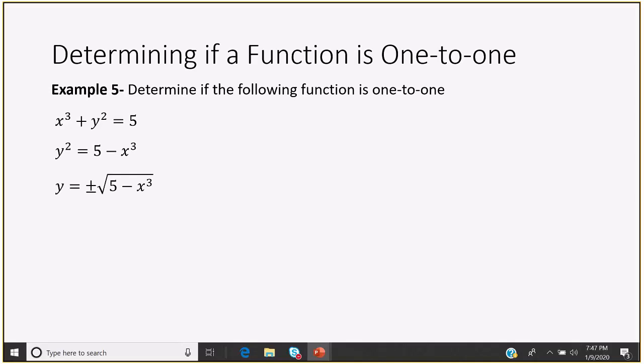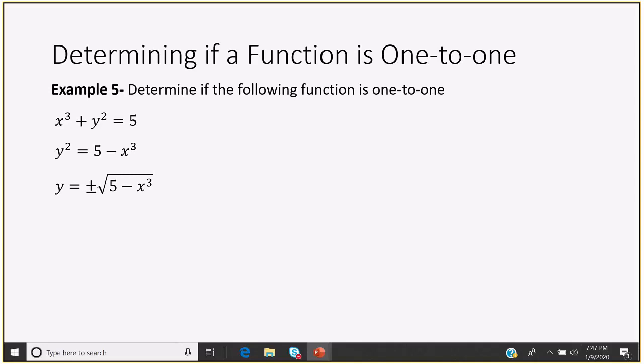Well, that causes an issue because what that's describing right there is, let's just throw in a number for an example. Let's say x is equal to 0. Well, that means y could be my output. My output could be positive square root of 5, or it could be negative square root of 5. So that means that that input is being mapped to 2 outputs, and so it is not 1-to-1.